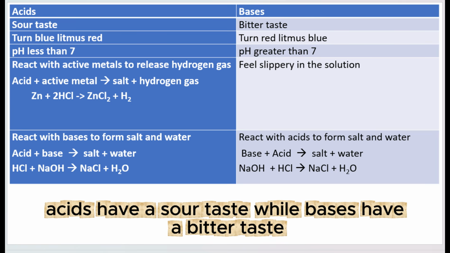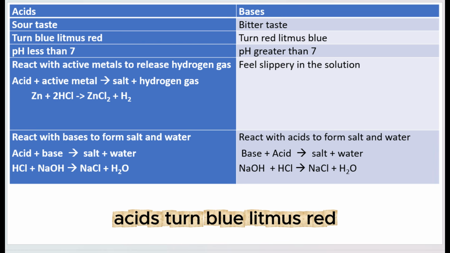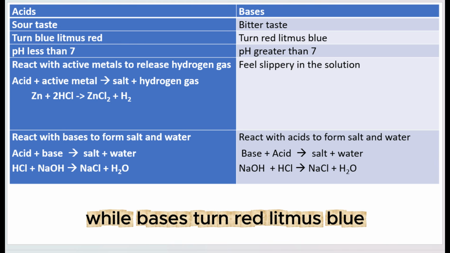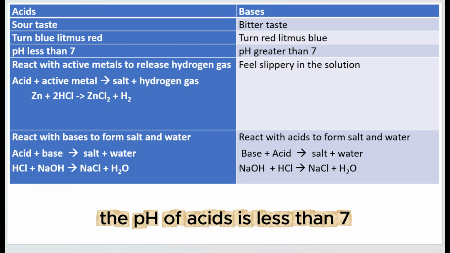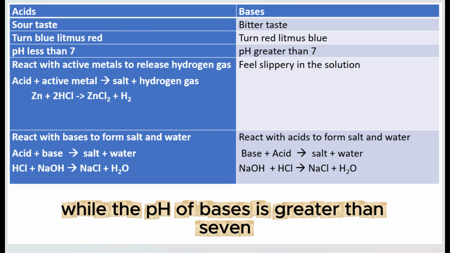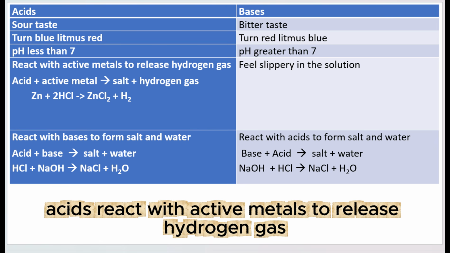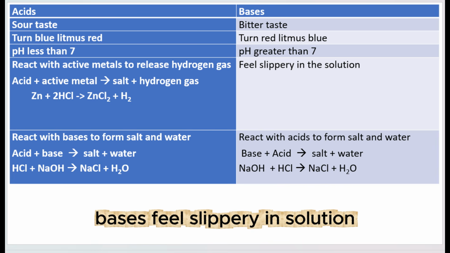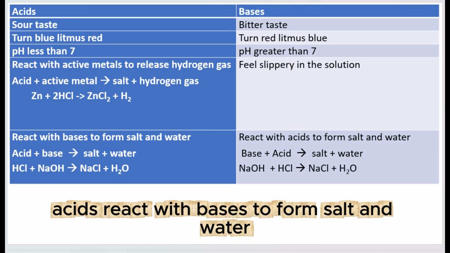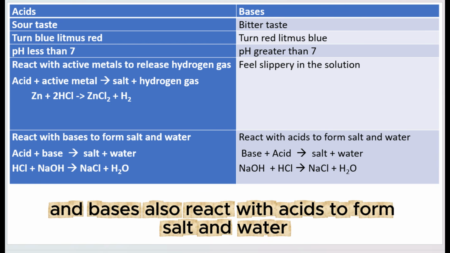Acids have a sour taste, while bases have a bitter taste. Acids turn blue litmus red, while bases turn red litmus blue. The pH of acids is less than 7, while the pH of bases is greater than 7. Acids react with active metals to release hydrogen gas. Bases feel slippery in solution. Acids react with bases to form salt and water, and bases also react with acids to form salt and water.